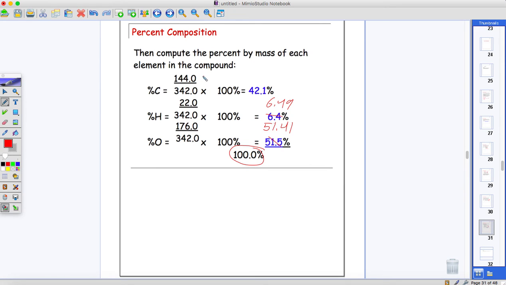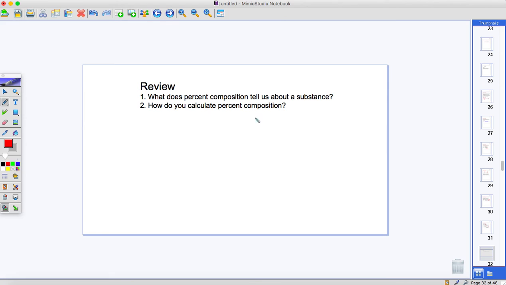You take the mass of your substance: 144 grams of carbon. That's a C. That's a really ugly C. You have 22 grams of hydrogen, and you have 176 grams of oxygen. And so they should all add up to that 100% total. So what does percent composition tell us about a substance, and how do you calculate this quantity? Those are your review questions.